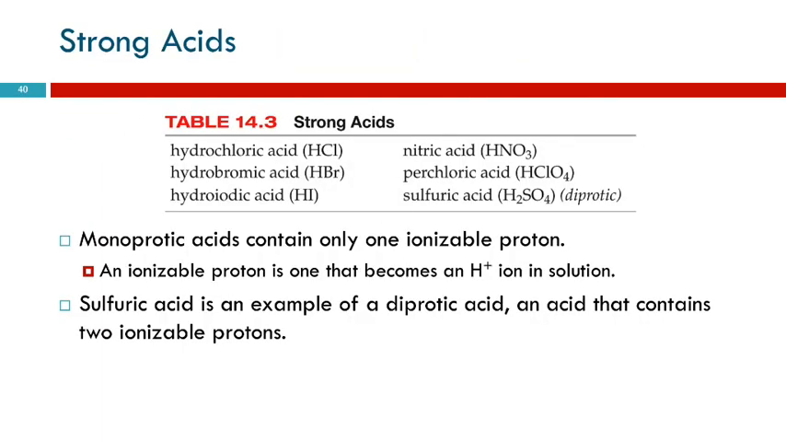There are 6 strong acids: hydrochloric, hydrobromic, hydroiodic, nitric, perchloric, and sulfuric. Sulfuric is a diprotic acid, meaning it has 2 hydrogen ions. It has 2 ionizable hydrogens. The rest of these are considered monoprotic. They only have 1 ionizable hydrogen. So there are 6 strong acids. All the other acids are weak.